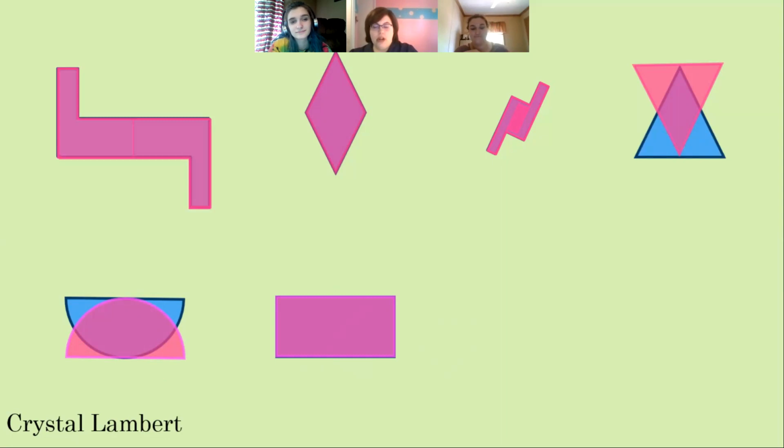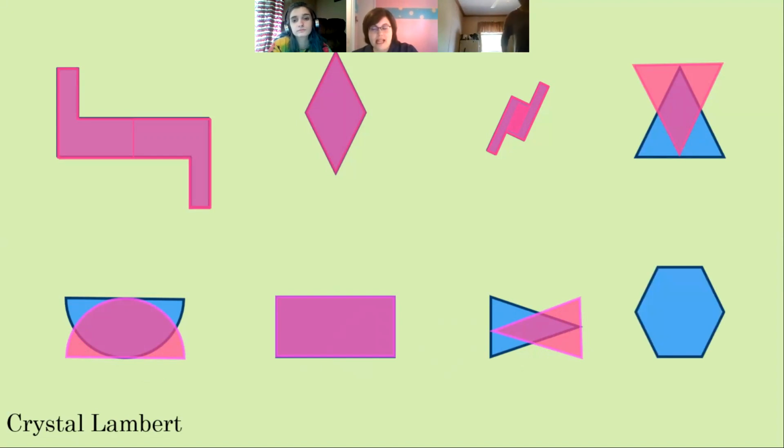Then we're going to go on to our isosceles triangle, and we spin that one around. It does not. So if we look at our two triangles, we can gather that triangles do not have rotational symmetry. And last but not least, we have a hexagon. And when we spin that around, what do we get? We get rotational symmetry.